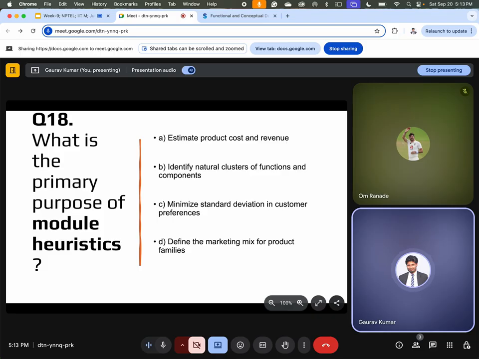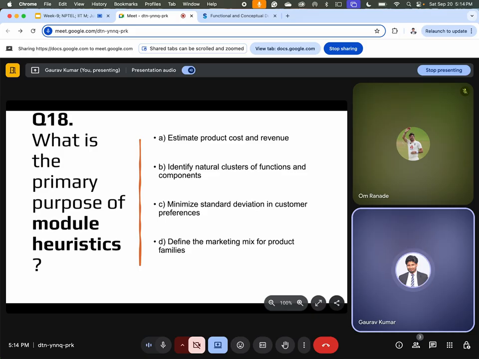So basically, modular heuristic serves the purpose of identifying the natural cluster of functions and components in the product, and they provide the design rules that help break down complexity into manageable units. By analyzing the dependencies and flow pattern, heuristics ensure that each module is logically coherent, enabling better manufacturability, maintainability, and upgrade potential. This is not about cost estimations, marketing strategy, or customer preference analysis.